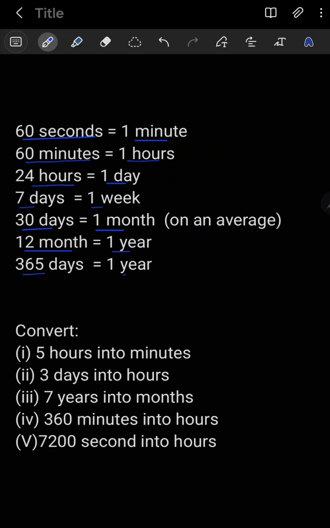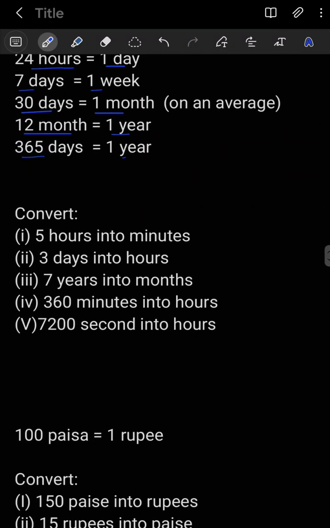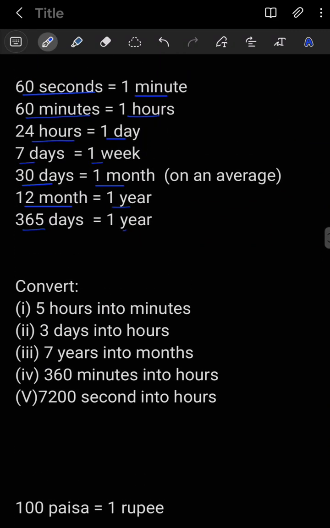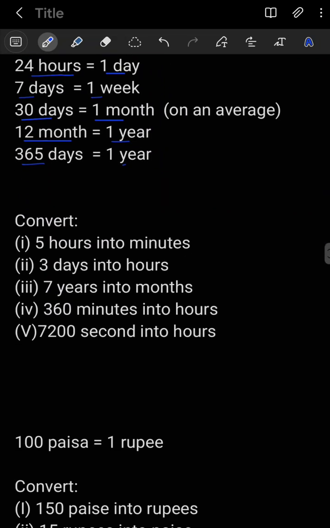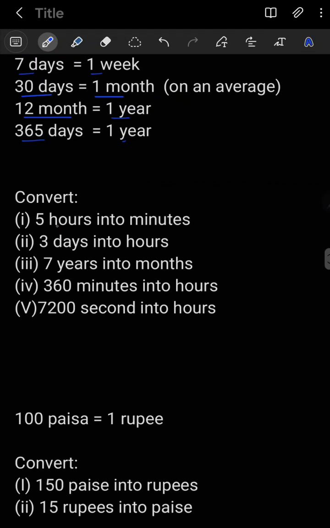Okay, then some questions here, let's see. This thing you have to know. I hope you already know all this. If you don't know, now you will get it. Then what do they ask here? Convert 5 hours into minutes. So you have to convert hours into minutes.